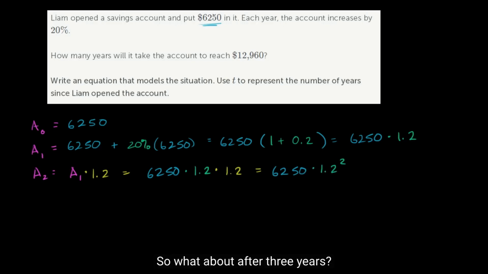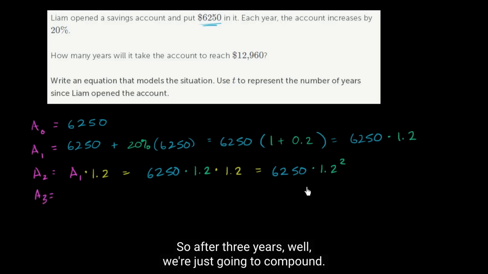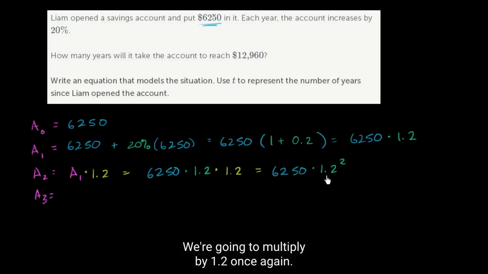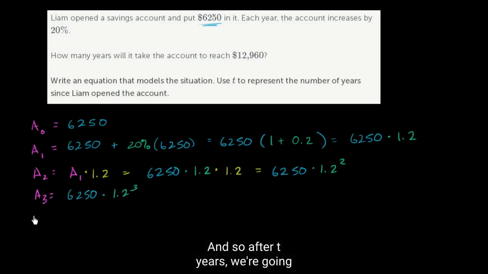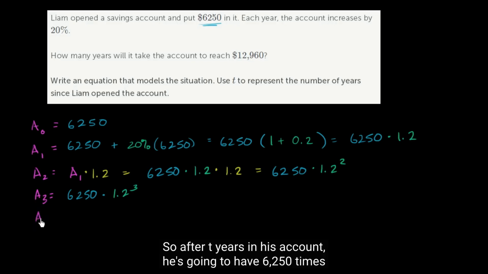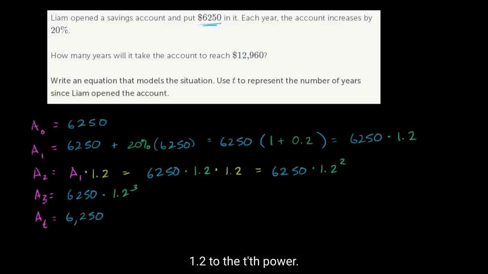So what about after 3 years? Well, we're just going to compound. We're going to multiply by 1.2 once again. So then he's going to have 6,250 times 1.2 to the third power. And so after t years, we're going to multiply by 1.2 that many times. So after t years in his account, he's going to have 6,250 times 1.2 to the tth power, or to the t power.